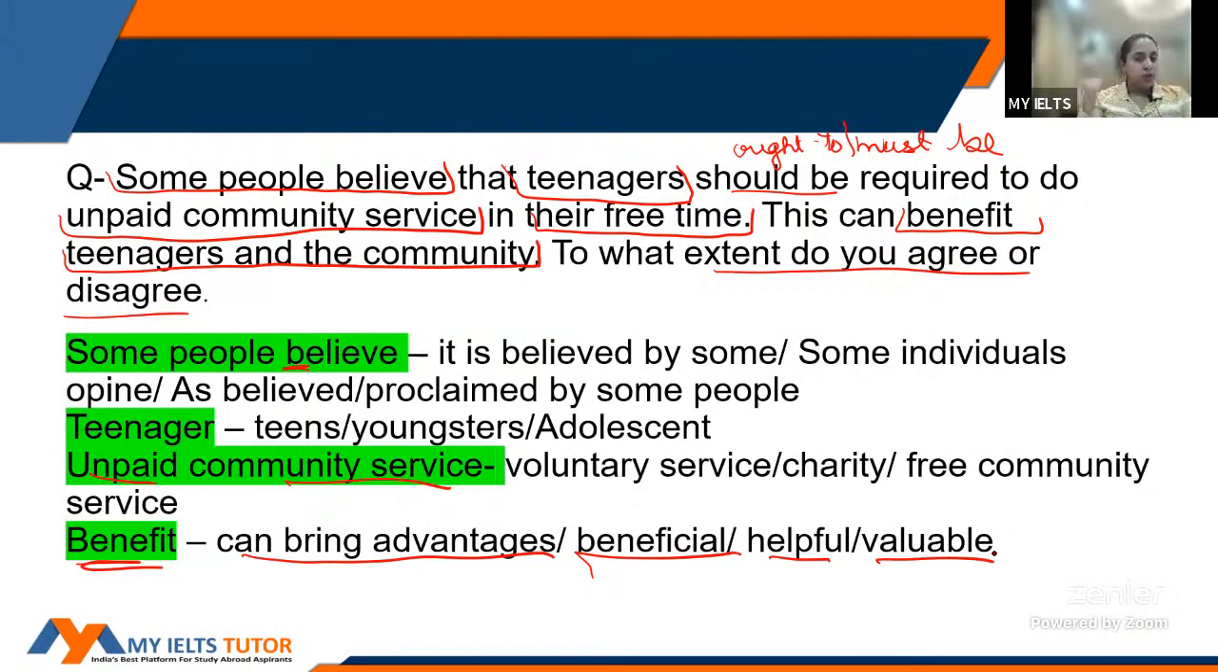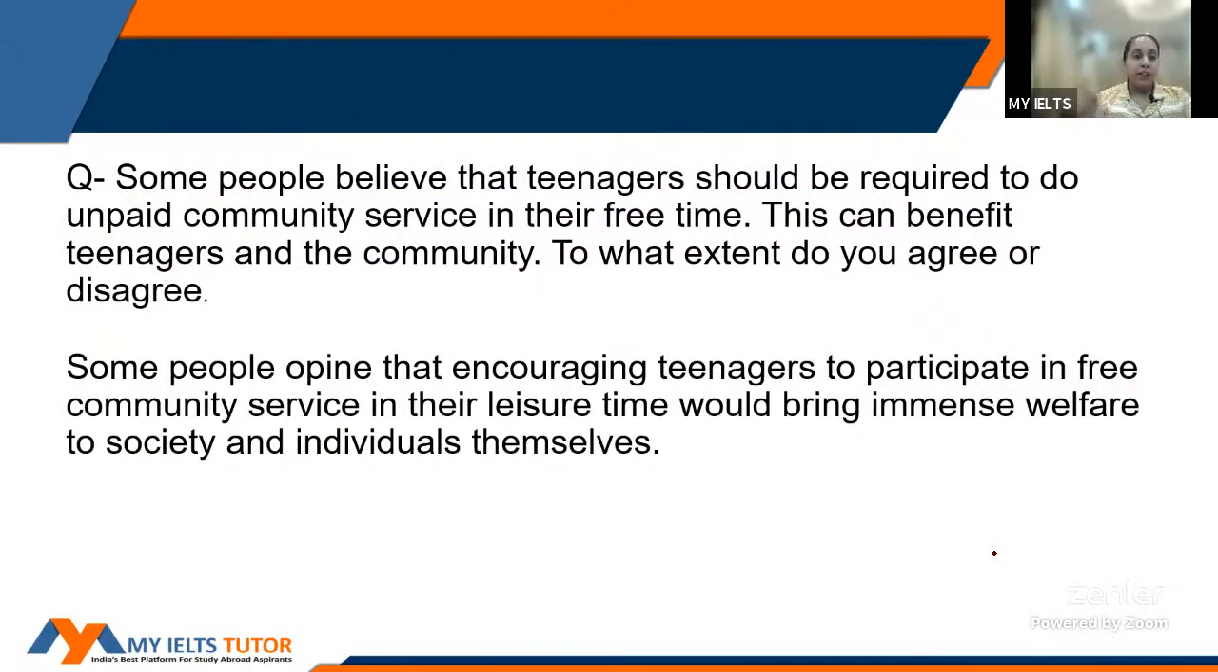Now, we already have a list of words, and we have thought of the parallel meanings. Now we'll do the rephrasing part. The first part is to rephrase the question. Move with the question. You just have to move as the question is moving. Now, some people believe, some people opine. Teenagers should be required. For "should be required", we have used encouraging teenagers, that we should encourage teenagers to participate. For "do", we have used participate. So we have used some better words. If you are a beginner, you can simply write that some people believe that teenagers ought to do, ought to perform, ought to participate in, right? This is how you can rephrase if you are in the beginning phase of your IELTS preparation.